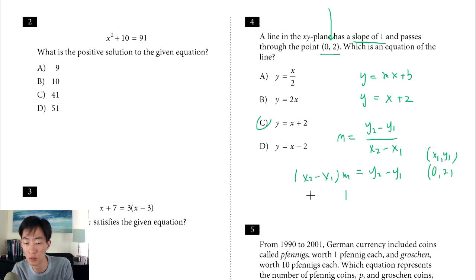So let's do that. We have x2 minus 0 equals y minus 2. And then we multiply this out. We get x equals y minus 2. Add 2 to both sides. We get y equals x plus 2, which is the same as what we got before.